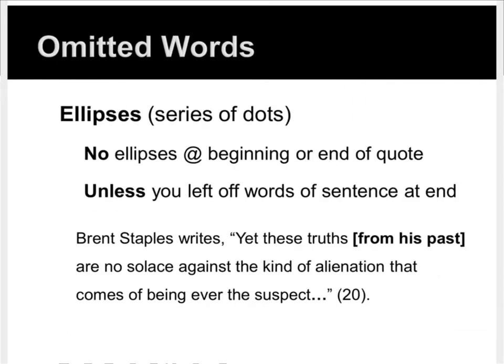Sometimes you might need to take words out of the quote instead of adding them, and that is okay too. You just need to make sure you put ellipses where you have removed words. Ellipses are just a series of 3 dots or 3 periods in a row. You do not need to use ellipses at the beginning or the end of a quote unless you left off words of a sentence at the end. So never put them in the beginning.